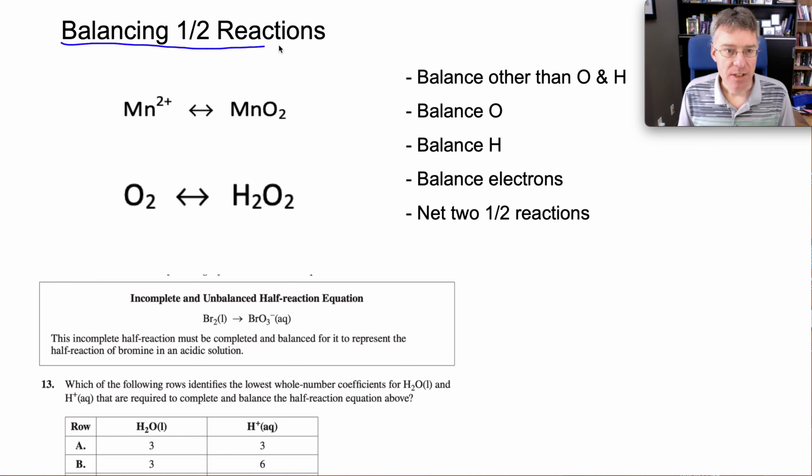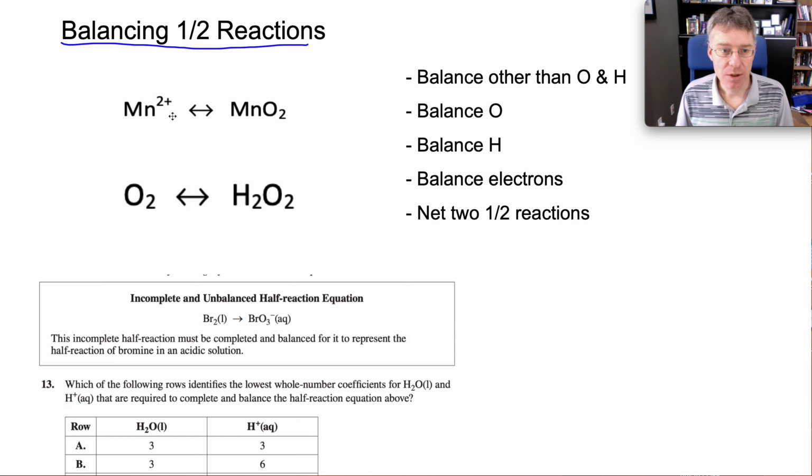So straight up balancing halves, I've got the steps. Balance atoms other than O and H. So that's just the Mn. Now you may want to pause this video, try to balance this yourself, and then hit unpause and see if you did it correctly. So just pausing for a chance to see if you wanted to pause and come back.